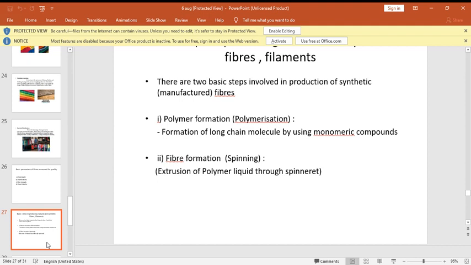There are two basic steps involved in the production of synthetic or natural manufactured fibers. First is polymer formation, that is polymerization. Then second is fiber formation. What is polymer formation, also called polymerization? Formation of long chain molecules by using monomeric compounds. Fiber formation is spinning, that is extrusion of polymer liquid through a spinneret. Next slide.